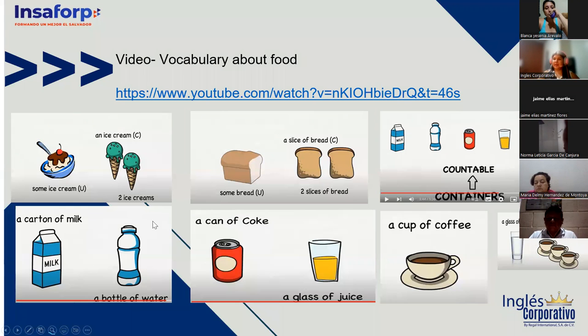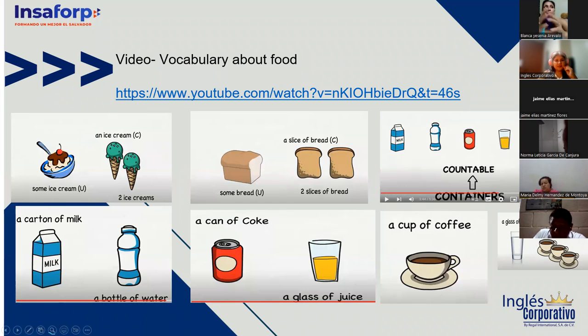¿Qué más? Okay, here we have the examples. Uncountable nouns, lo que no era contable, sí lo podemos contar. But when it's in a container, like a carton of milk, a bottle of water, a can of Coke, a cup of coffee or three cups of coffee, a glass of water, okay, like the ice cream.